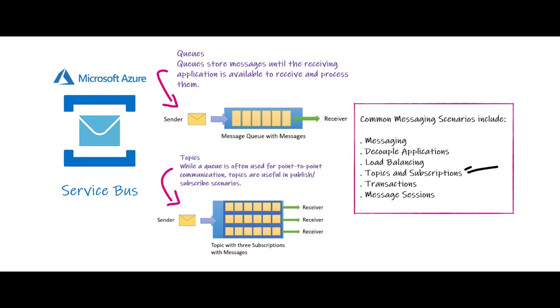Topics and subscriptions. Well, topics, not to be confused with queues. Topics are essentially useful in pub-sub scenarios. Queues are utilized in point-to-point communications. So if you look at it this way, a sender sending a message to multiple receivers, quite powerful. So if you really wanted one sender to send a message out to many different receivers, topics would be the way you would get that accomplished.